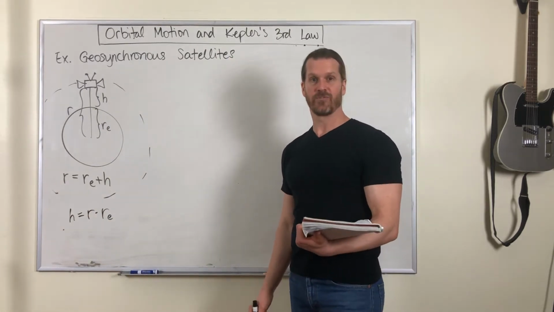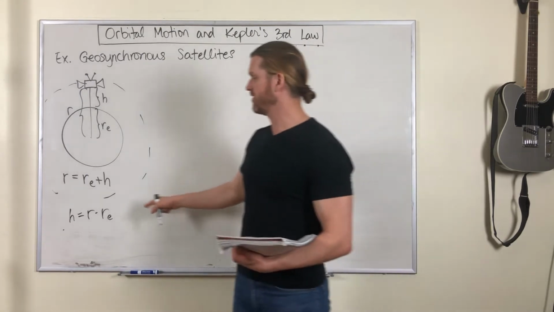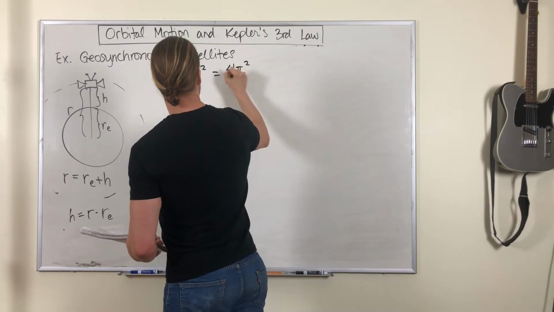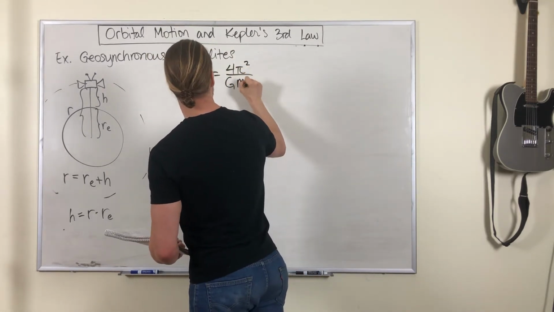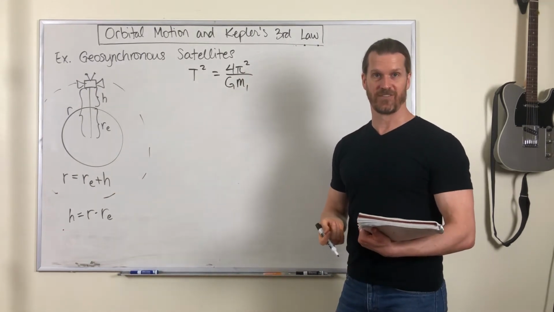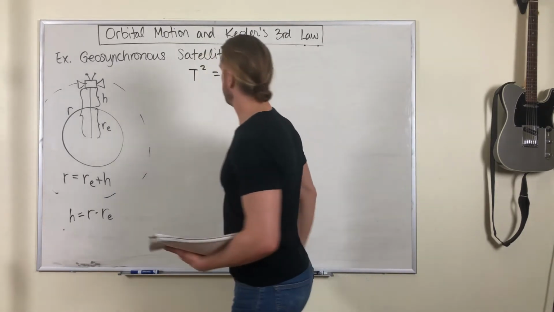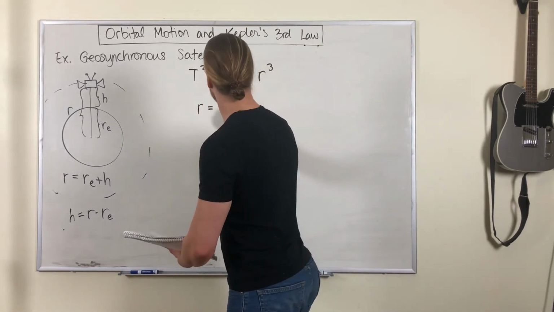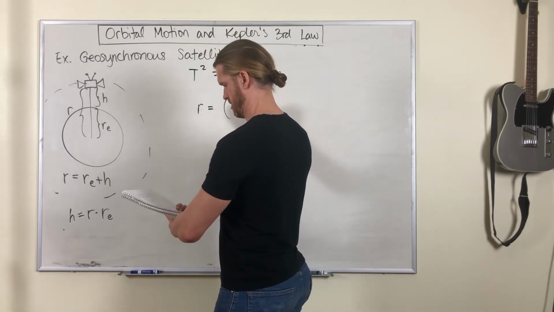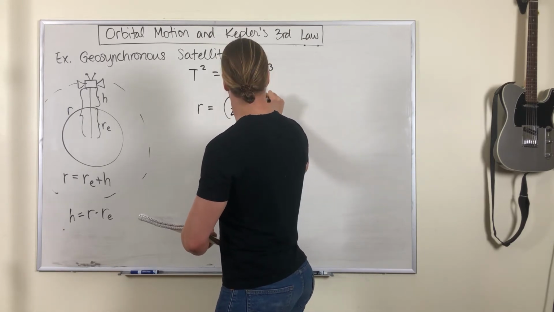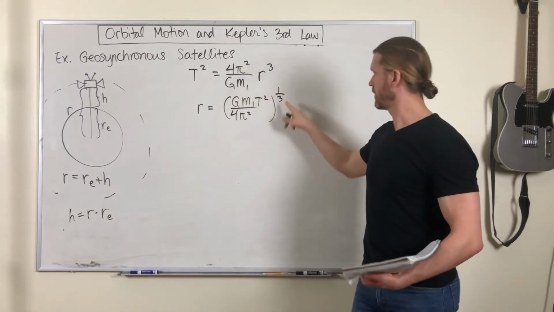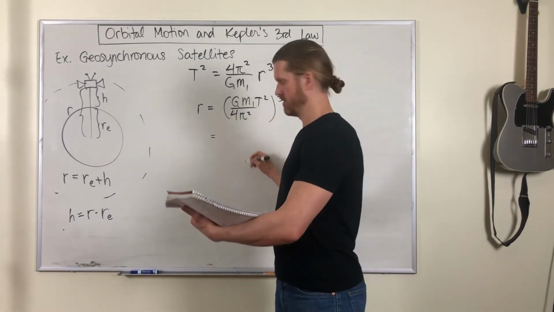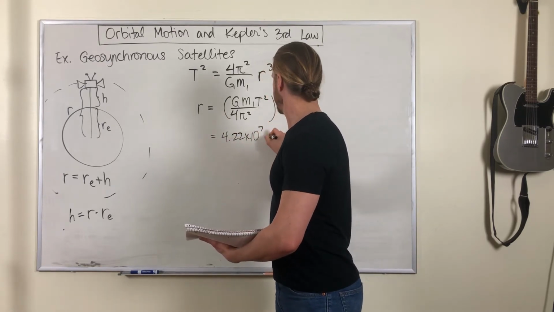Now let's use Kepler's third law that we just learned about and derive the radius and derive the height. So Kepler's third law says T squared is 4 pi squared over G times the mass of the object in the middle, that's the Earth, times that radius cubed. And we can switch around this equation and solve for r with a little algebra. I'm going to take the cube root or raise it to the 1/3 power. And we find that that orbital radius is 4.22 times 10 to the 7 meters.